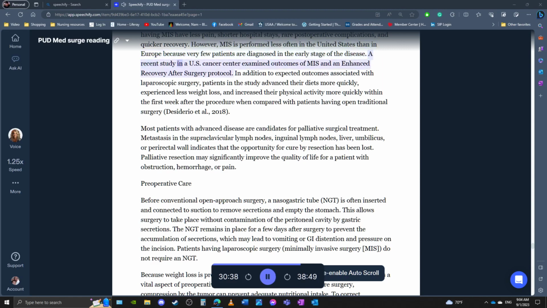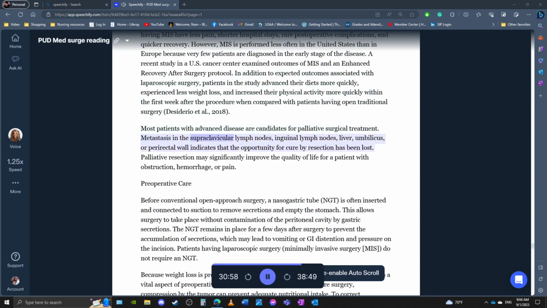A recent study in a U.S. cancer center examined outcomes of MIS and an enhanced recovery after surgery protocol. In addition to expected outcomes associated with laparoscopic surgery, patients in the study advanced their diets more quickly, experienced less weight loss, and increased their physical activity more quickly within the first week after the procedure when compared with patients having open traditional surgery. Most patients with advanced disease are candidates for palliative surgical treatment.